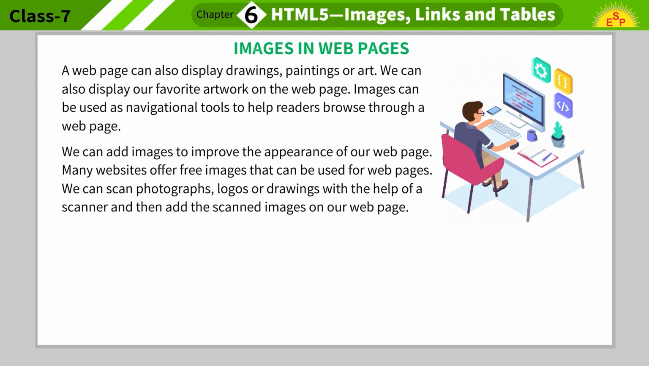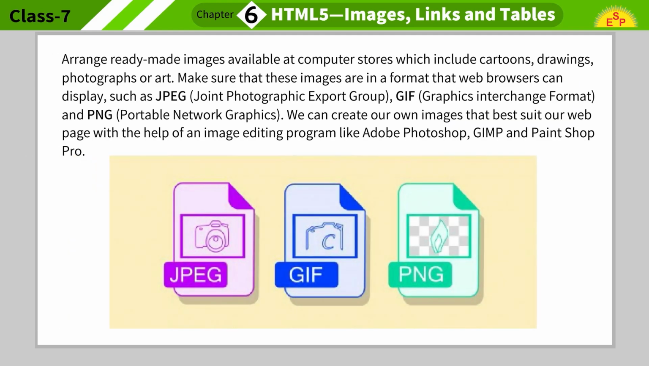We can scan photographs, logos or drawings with the help of a scanner and then add the scanned images on our web page. Arrange ready-made images available at computer stores which include cartoons, drawings, photographs or art. Make sure that these images are in a format that web browsers can display, such as JPEG (Joint Photographic Experts Group), GIF (Graphics Interchange Format) and PNG (Portable Network Graphics). We can create our own images that best suit our web page with the help of an image editing program like Adobe Photoshop, GIMP and Paint Shop Pro.